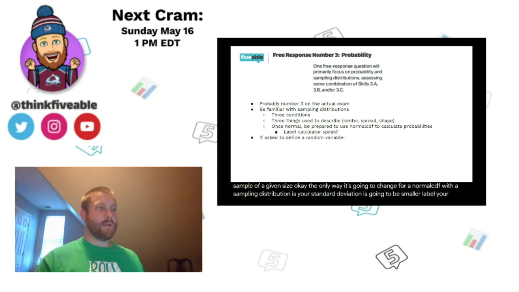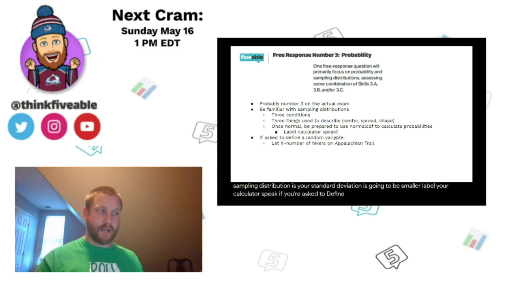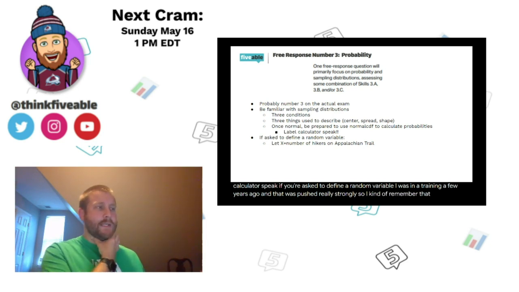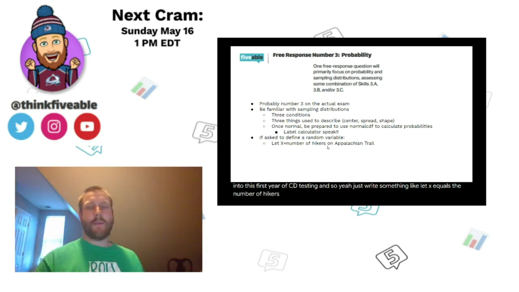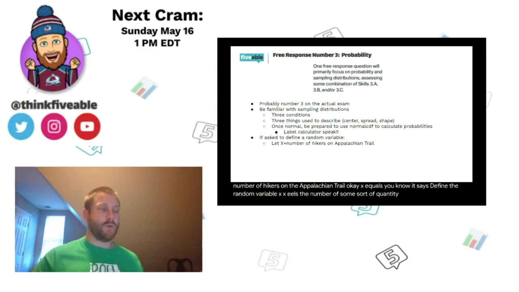Label your calculator speak. If you're asked to define a random variable, I was in a training a few years ago, and that was pushed really strongly. So I kind of remembered that heading into this first year of CED testing. So just write something like, let X equal the number of hikers on the Appalachian Trail. If it says define the random variable X, X equals the number of some sort of quantity attached to it.